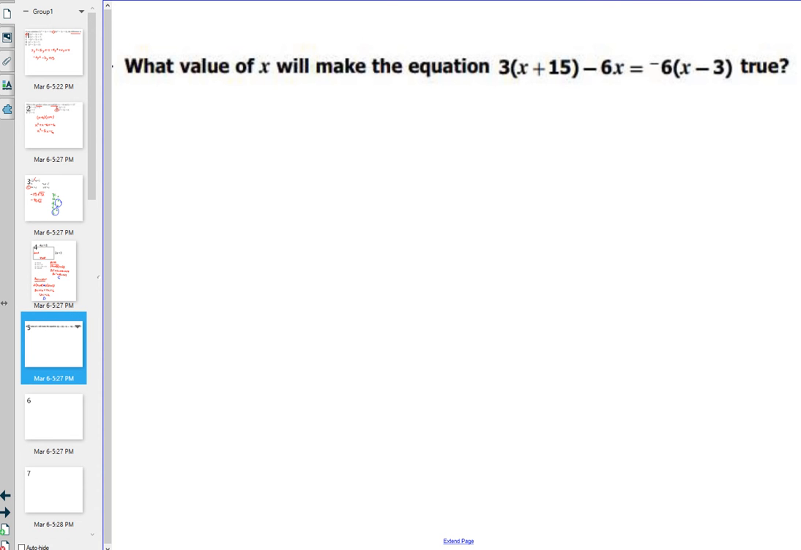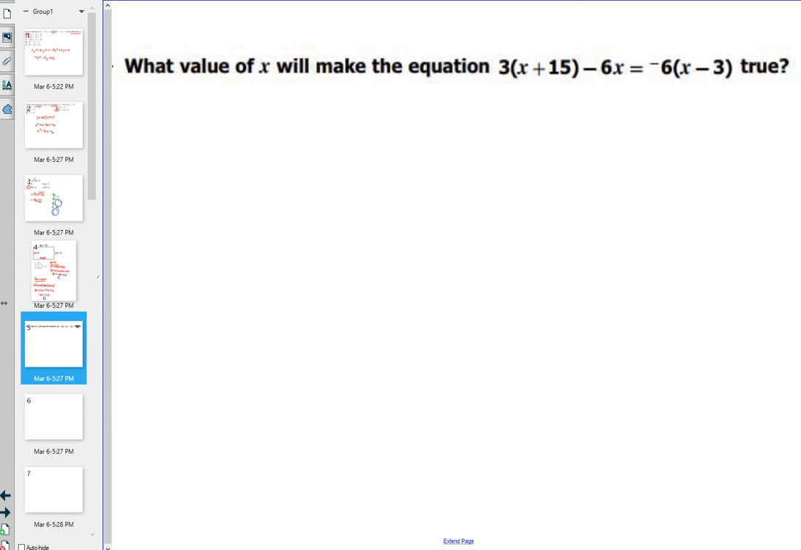What value of x will make this true? All right, what's an easier way to describe what they're asking you to do? You can tell me in one word. What do they want you to do here? No, one word. Tell me in one word, encompassing everything you're being asked to do when they ask you to find an x that makes an equation true. They want you to solve.